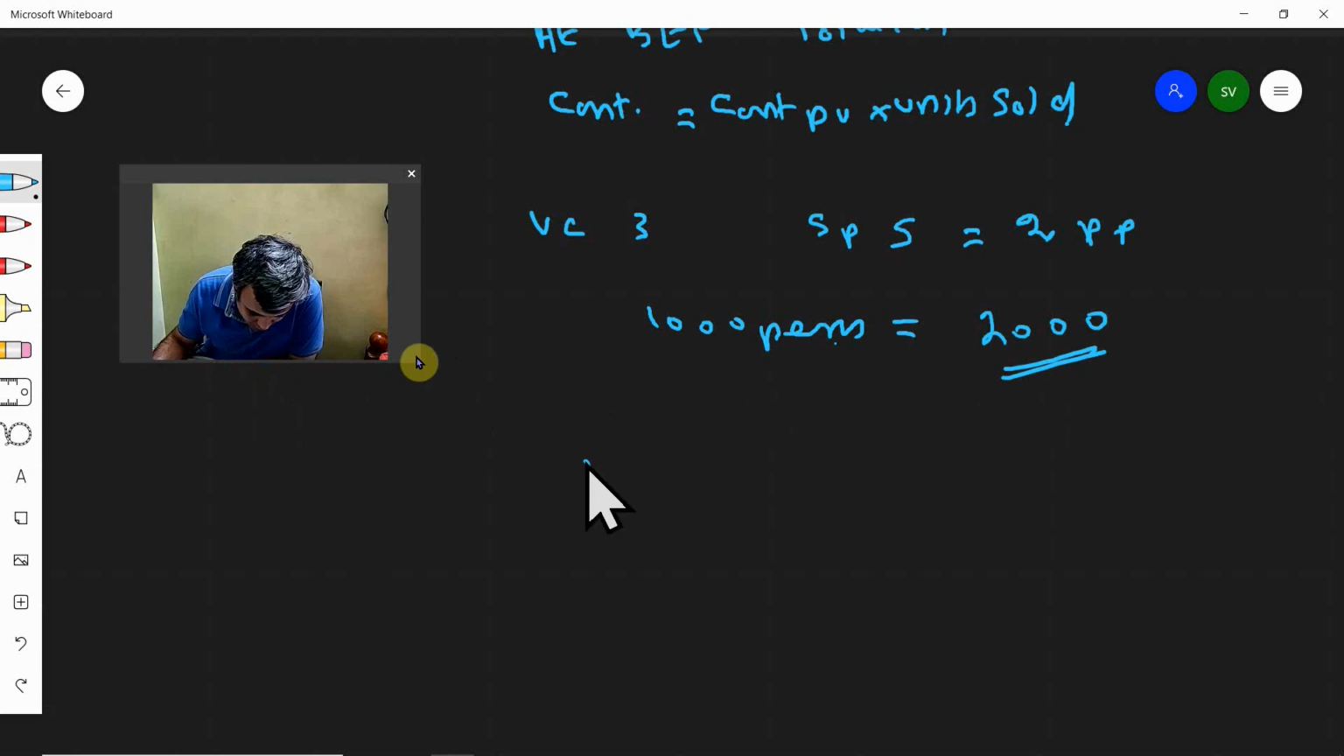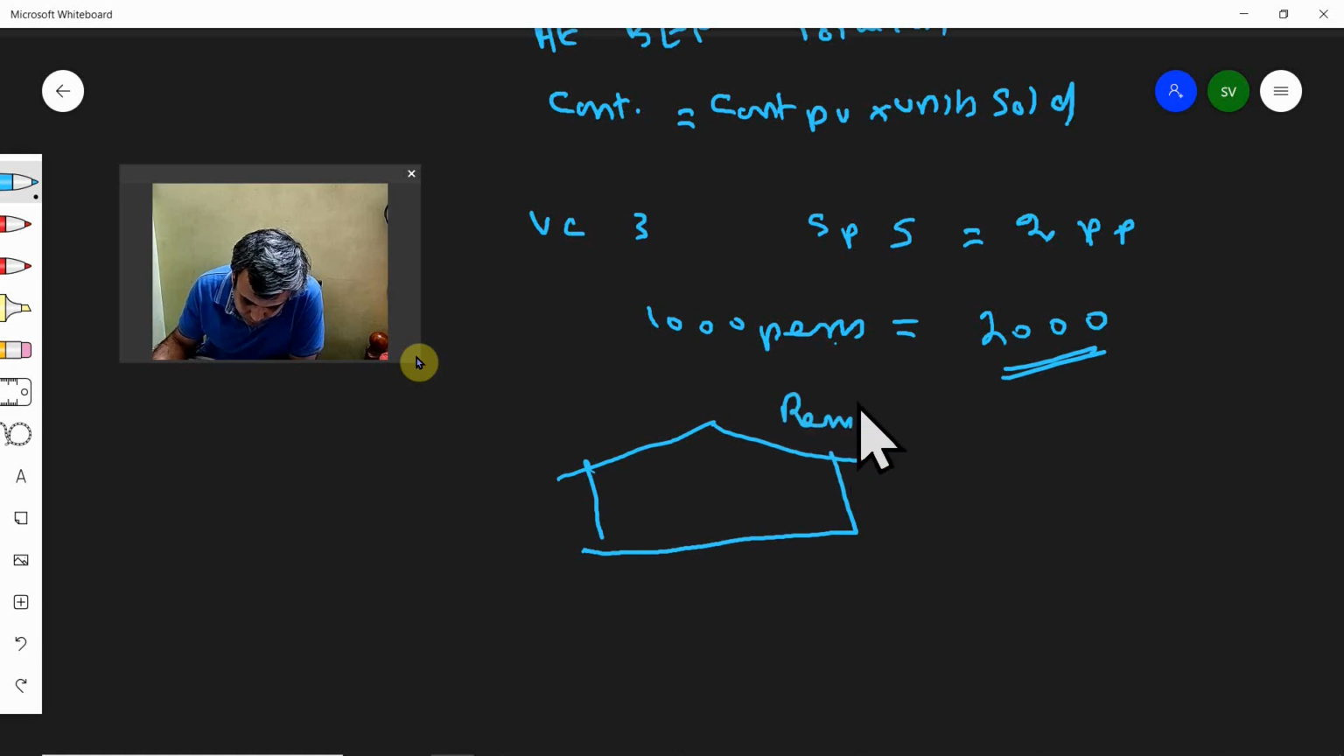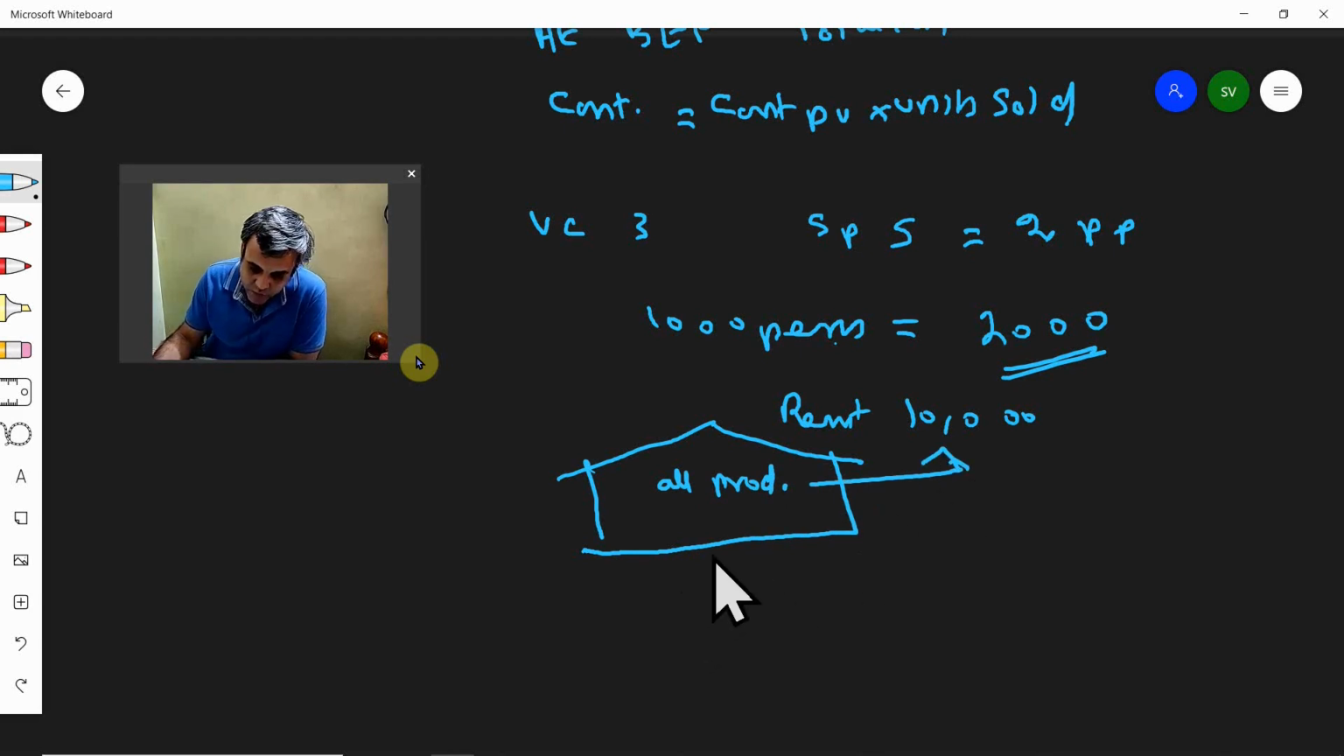Concentrate. Imagine in a shop, you are selling pens, papers, everything. A stationery shop. The shop's rent you pay is 10,000. So the contribution from all the products should be equal to what? 10,000. You are able to visualize.